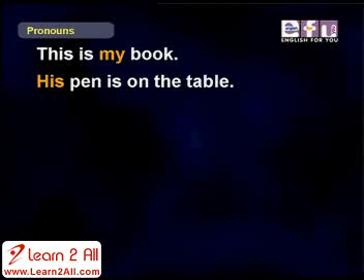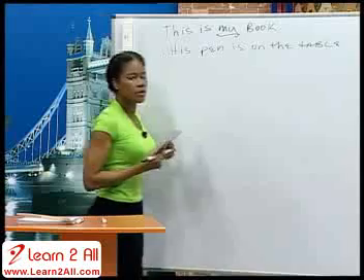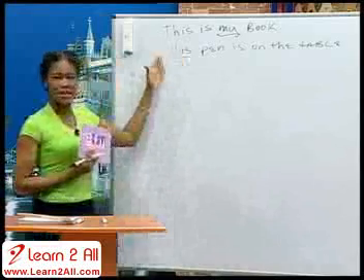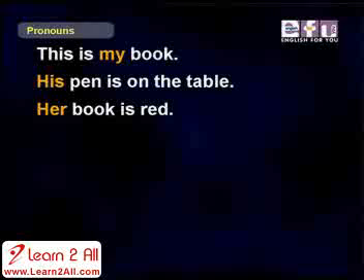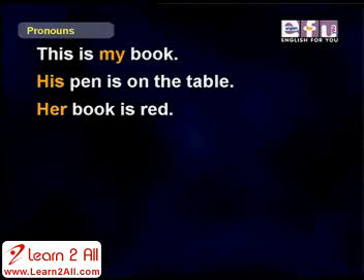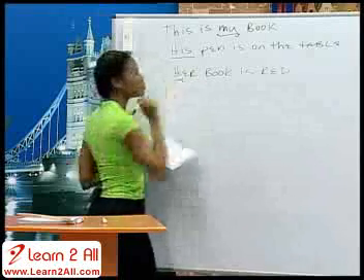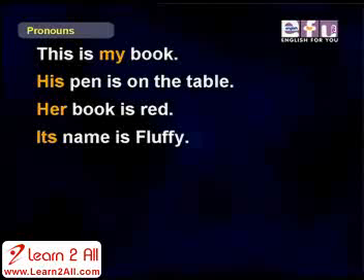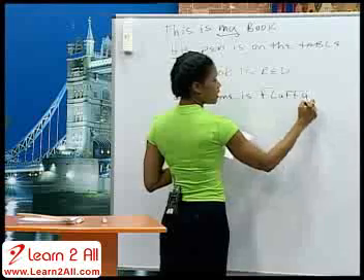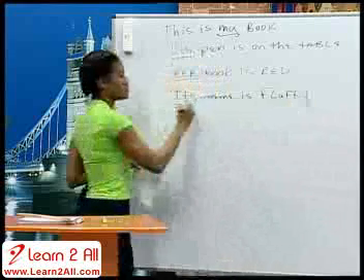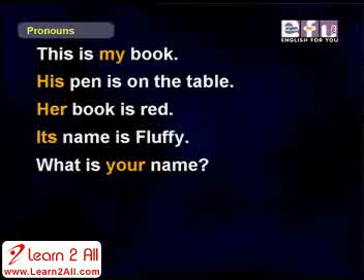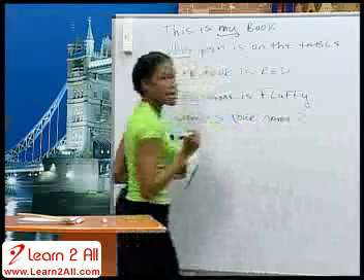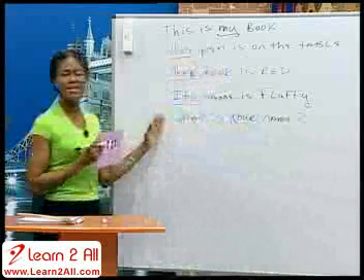His pen is on the table. Whose pen? His pen. Possessive adjective. His pen is on the table. Her book is red. Possessive adjective, her. Its name is Fluffy. Fluffy the cat. Whose name? Its name is Fluffy. What is your name? Possessive adjective, your. What is your name?